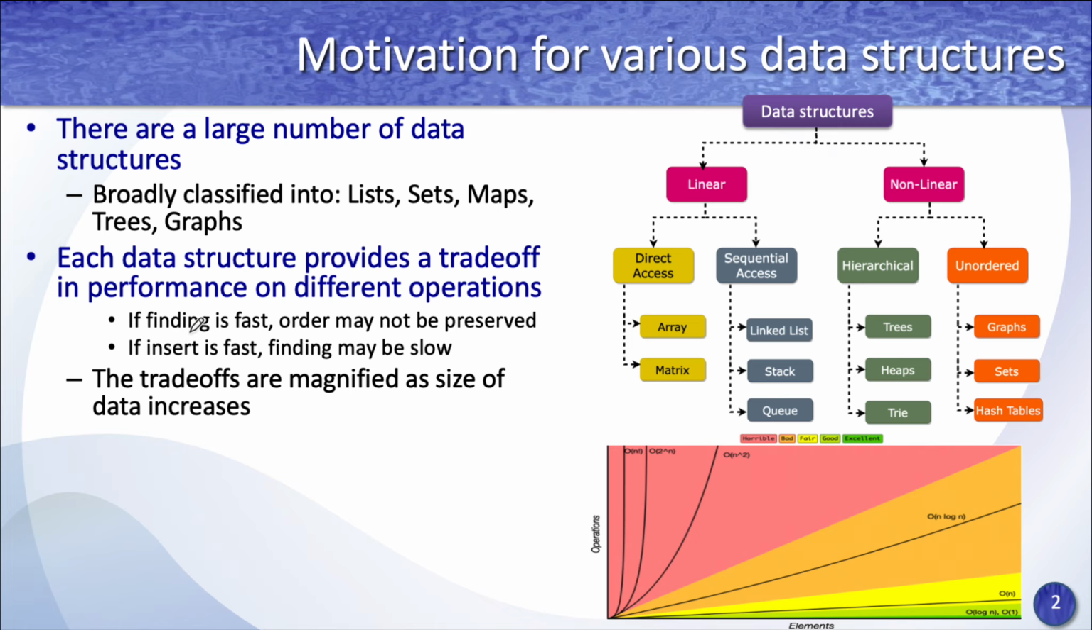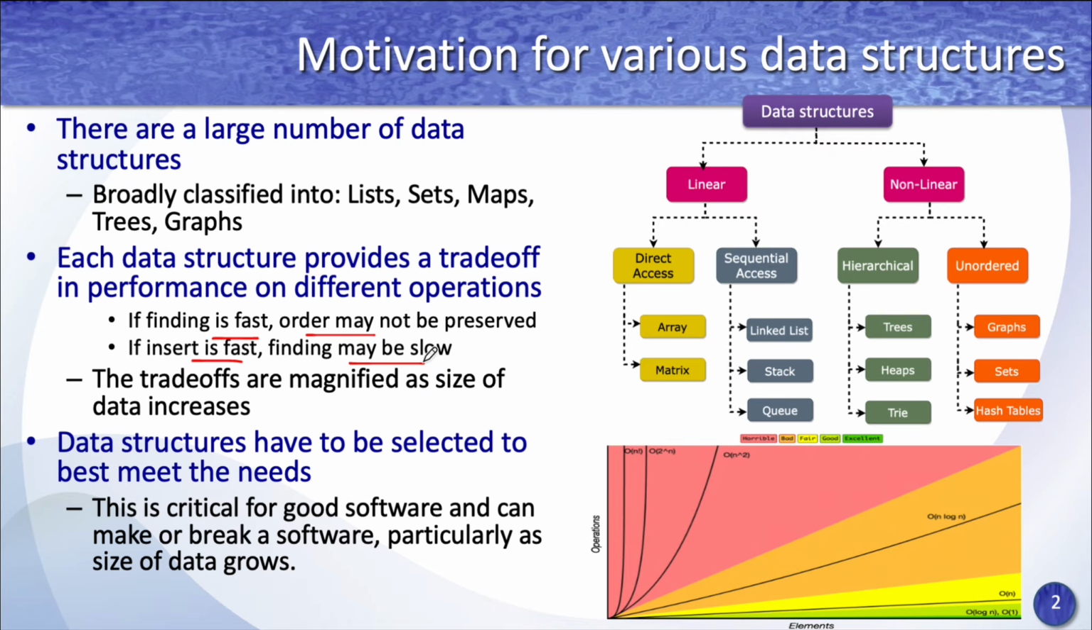For instance, in some data structures finding might be fast, but the order of the data may not be preserved. Or in some cases, insertion is fast, but finding information may be slow. So different data structures provide different types of trade-offs, and these trade-offs are magnified as the size of the data stored in the data structure increases. Consequently, data structures have to be selected to best meet the needs of the software application. And this is a very critical operation for designing and developing good software.